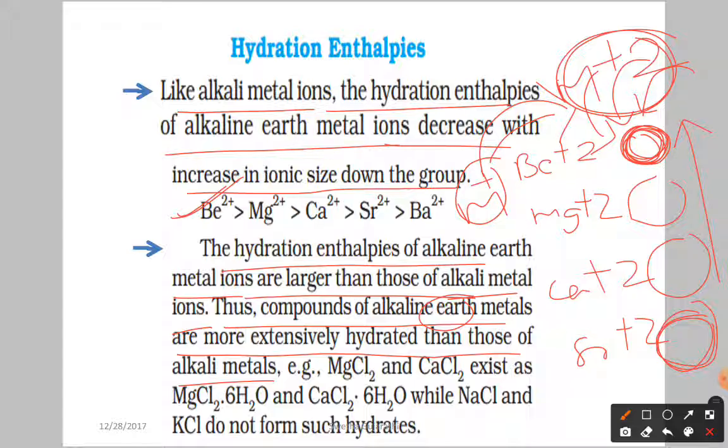Here you can see the salts, for example magnesium chloride and calcium chloride. They exist with 6 water molecules. Hydrated means that in the crystal they have 6 water molecules. While sodium chloride does not form any such hydrate, which means it does not take up water molecules. This is different. Why? Because the size of the cation is smaller in the former, so they attract more water molecules.